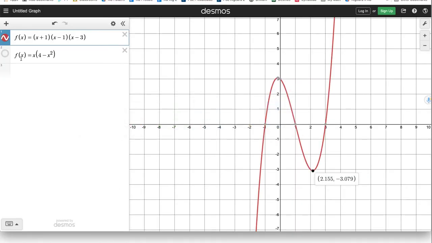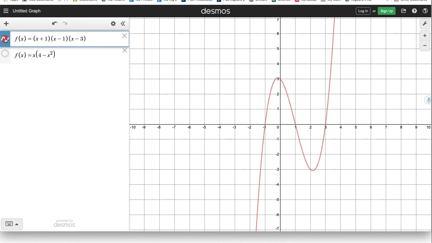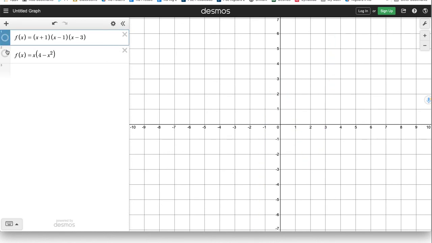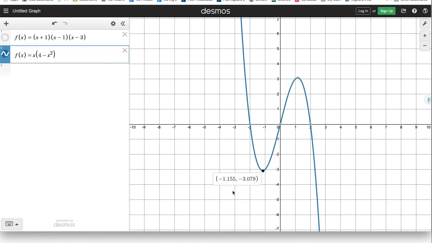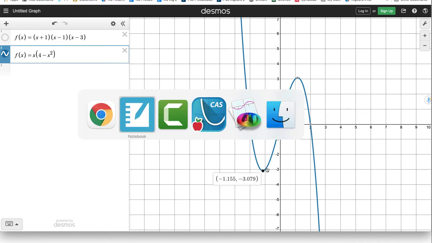I'm just going to graph this one. I think I did that one in red, but let me just pretend I did it in blue. It doesn't matter. And so we can see that the relative minimum value is negative 1.155. There seem to be a lot of similar numbers here. That's just the way it is. It's just a coincidence for this particular pair of graphs. But again, it makes it easy for me to record them.